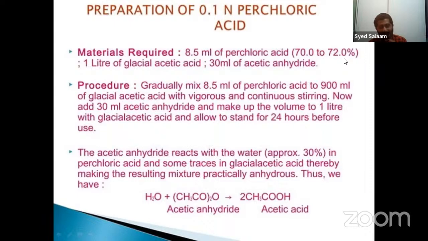Acetic anhydride reacts with water in the perchloric acid and with traces in the glacial acetic acid, making the resulting mixture practically anhydrous. Whatever water is left will be absorbed, so the mixture does not have any water, and the acetic anhydride is converted fully to acetic acid.